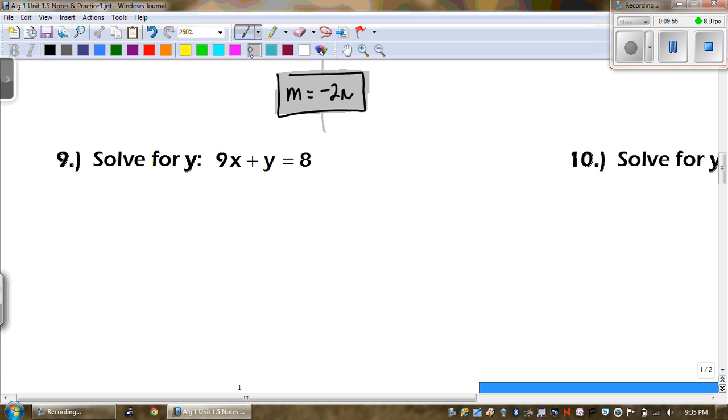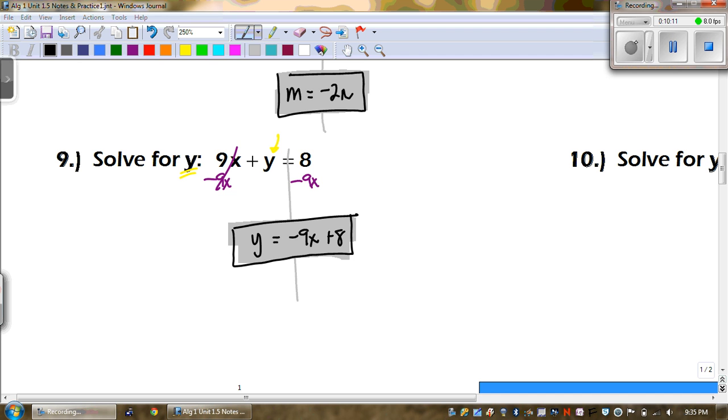Okay. Number 9. Solve for y. Why don't you guys pause the video and see if you can do this one all by yourself. Good luck. Okay, there you go. For this one, you only had one step. You had to subtract the 9x. You couldn't combine those because those are different. Remember, if it's not the same variable in the same exponent, they're not like terms, okay? So the negative 9x comes out front, and then that is a positive 8.